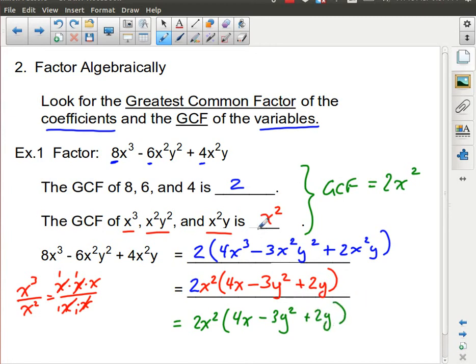So that's an example of factoring something algebraically. This is not a quadratic equation. We're just doing factoring algebraically in a very generic sense right now. We will be applying this to our quadratics very soon in the next lesson.